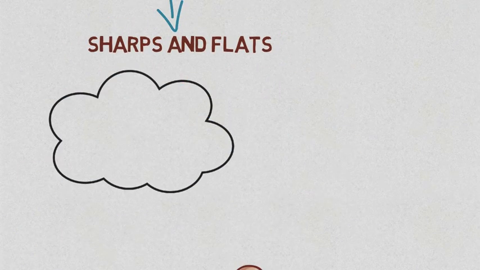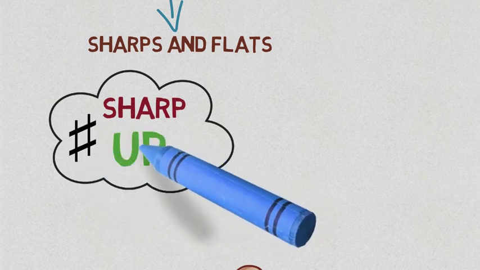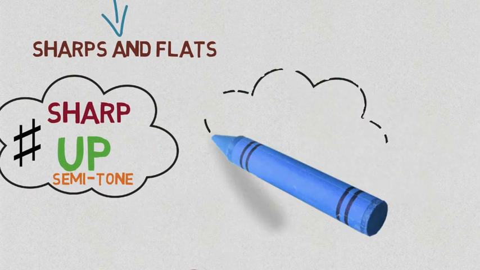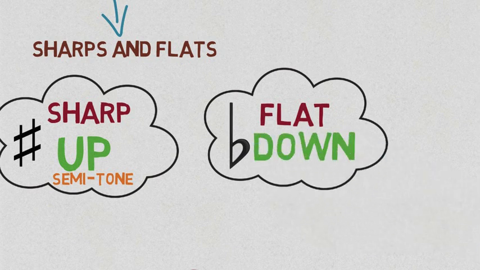Now that we understand tones and semitones, we can talk about sharps and flats. The sharp is represented by this symbol, and it tells us to go up a semitone. The symbol for a flat looks like this, and it tells us to go down a semitone.